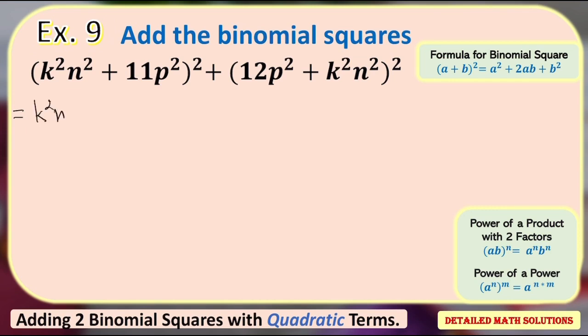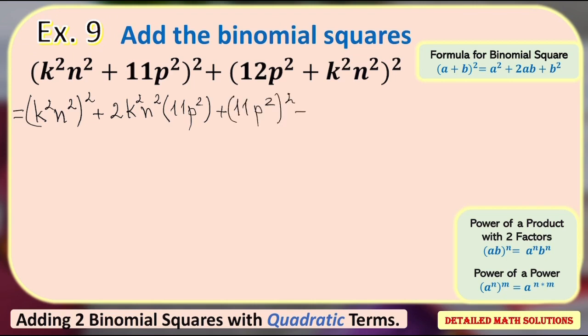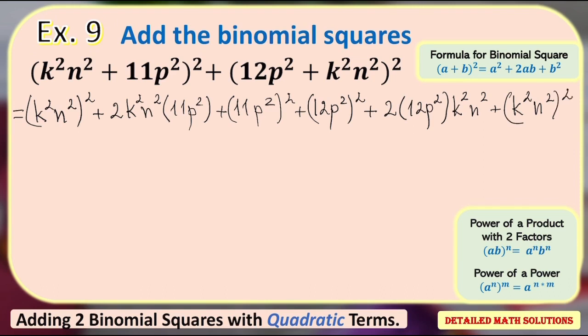(k squared n squared) squared plus 2 times k squared n squared multiplied by 11p squared plus (11p squared) squared plus (12p squared) to the power of 2 plus 2 times 12p squared multiplied by k squared n squared plus (k squared n squared) to the power of 2.